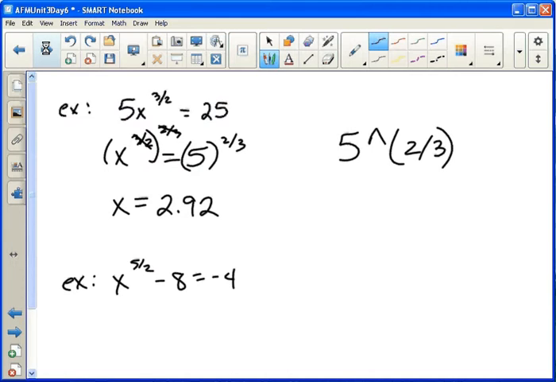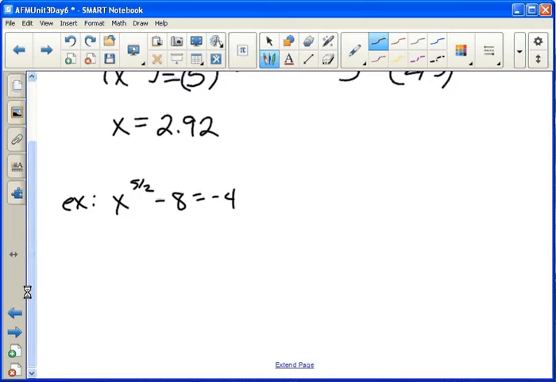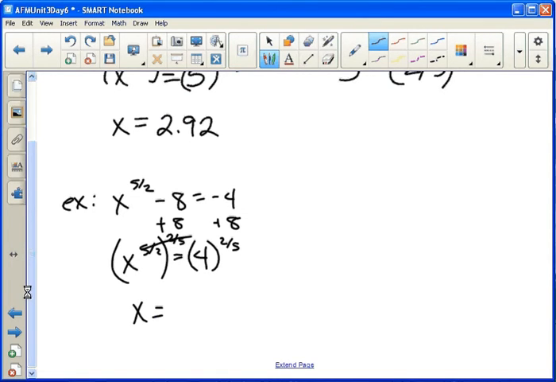Okay, last example. X to the 5/2 minus 8 equals -4. We add 8 to both sides. X to the 5/2 equals 4. And then to get rid of the 5/2, we raise both sides to the 2/5. So these cancel each other out, leaving just x, and I can put 4 raised to the 2/5 in my calculator, and I get 1.74. So that's how you solve and deal with fractional exponents.